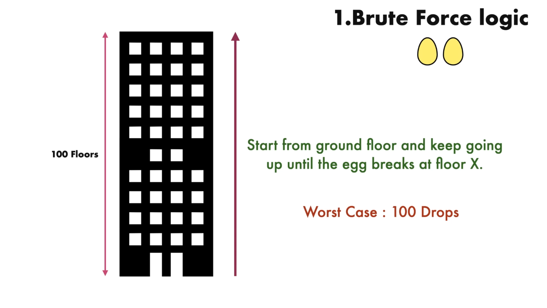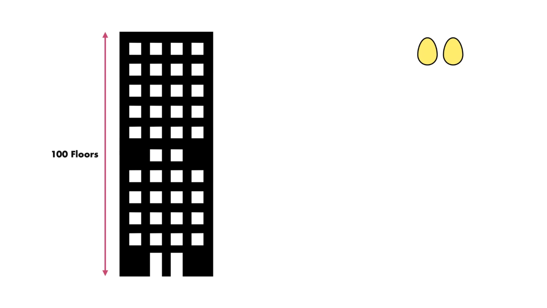In this approach, start from the ground floor and keep going up until the egg breaks at floor X. The solution is very inefficient in case the egg doesn't break till the 99th floor. Remember, you need to minimize the number of drops in the worst case. The next approach will be the binary search approach. My first thought is that we can immediately rule out binary search because we only have 2 eggs.